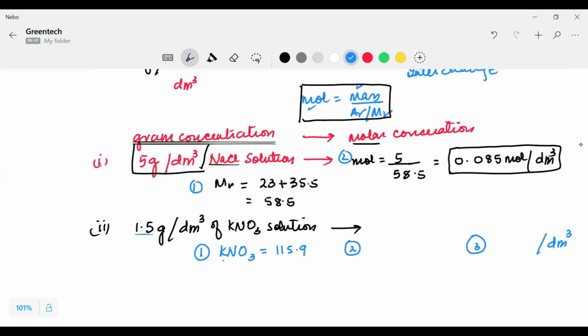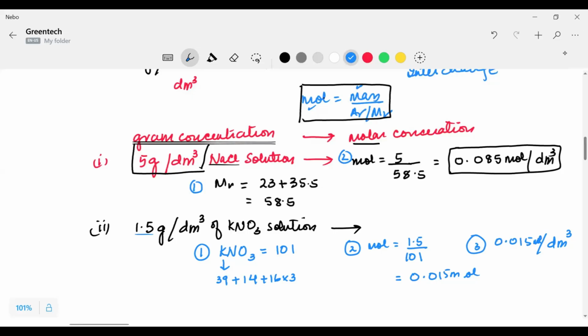What is the MR? Potassium is how much? 39. Nitrogen is how much? 14, plus 16 times 3. So 101 is the MR. Now step 2. We'll be putting it in the formula. We need to calculate the moles. So that is going to be 1.5 divided by 101 in order to get the moles. So how many moles will that be? It's going to be 0.0155 moles. Now we write it as the concentration. The molar concentration is going to be 0.015 moles per dm cube.